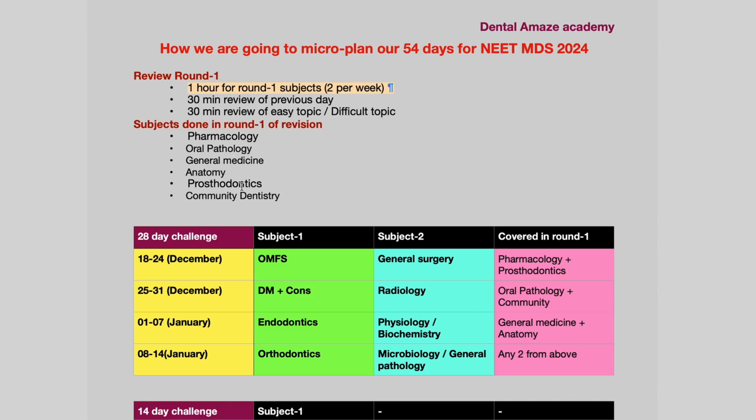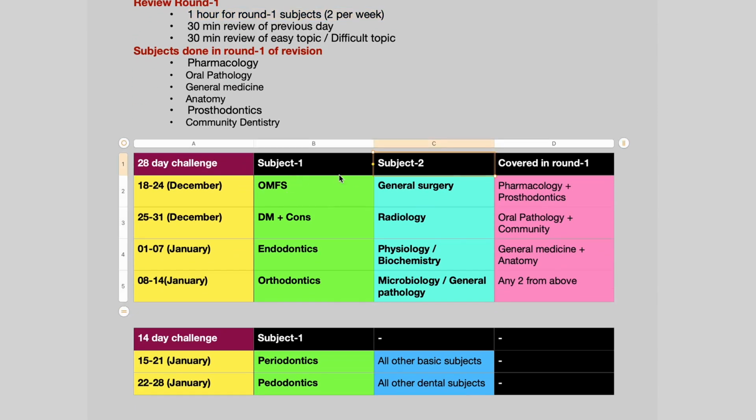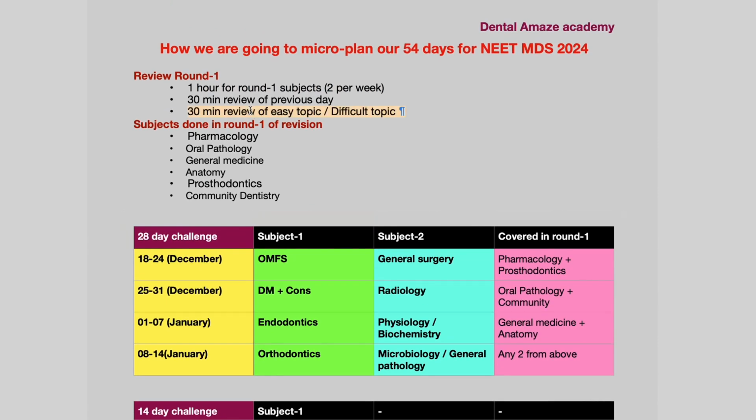Because your major goal has to be subject 1 and subject 2, I'll come to that. But then you have to put in 2 hours for review, of which 30 minutes should be review of the previous day. And if you want, you can take 30 minutes to review the easy subjects, subject 1 and subject 2, or you can go for the difficult subjects. That's up to you. But definitely you have to review 2 hours per day before starting anything new. Otherwise, what you have learned in these 6 subjects will just vanish out by the next 54 days.